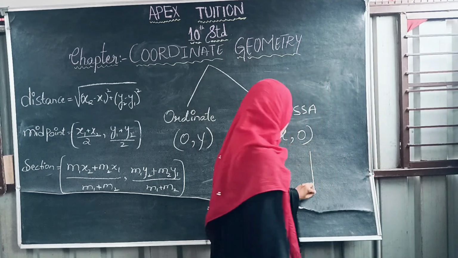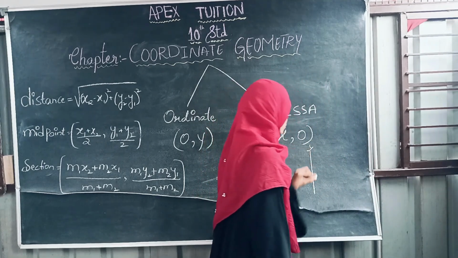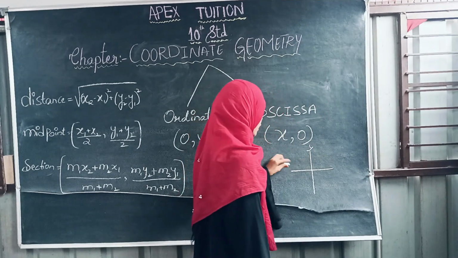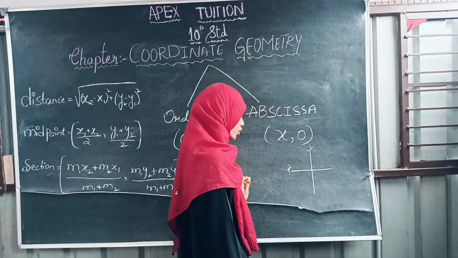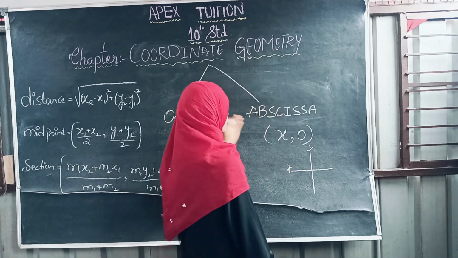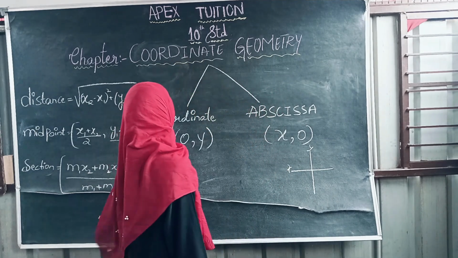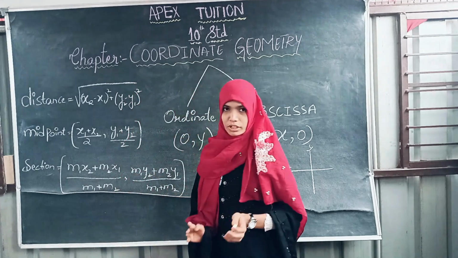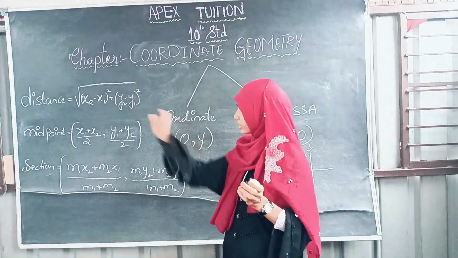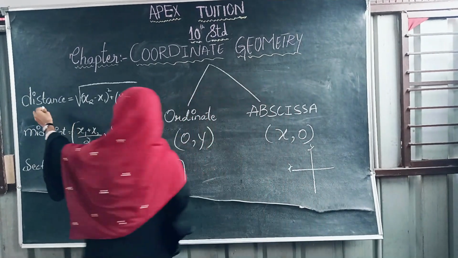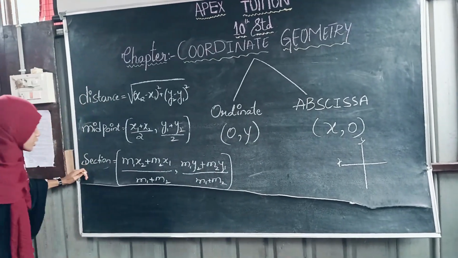The vertical line is called the y-axis, also called the ordinate. The horizontal line is called the x-axis, also called the abscissa. The combination of ordinate and abscissa is called coordinates. In this chapter we are going to learn three formulas. They are the distance formula, midpoint formula, and section formula.